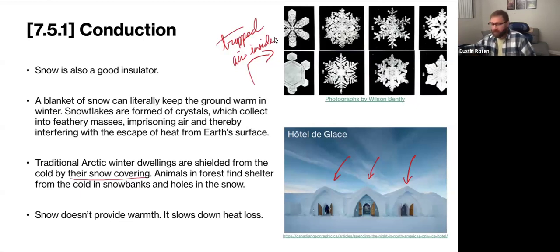Now, when I say it keeps heat from escaping, keep in mind that the snow does not provide warmth. It only slows down heat loss. Okay. So it's not going to keep you super warm. It's just going to make you get colder slower. But it can be done. You can see it in nature all the time. This is where a lot of Arctic type animals will actually live and stay.